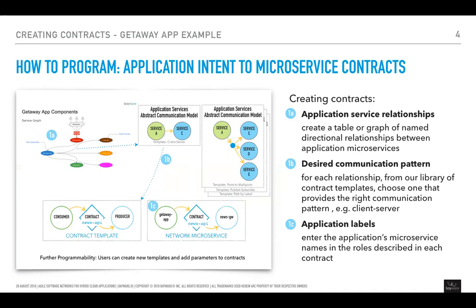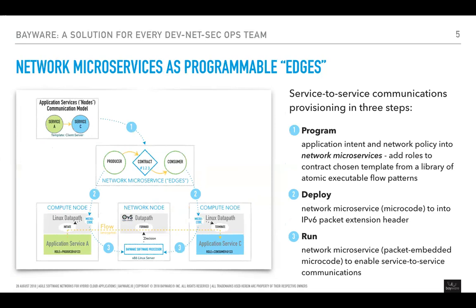From a library of contract templates, choose a template that provides the right communication pattern. It could be point to multipoint. In this case, I've chosen a client-server template. 1C, use the application labels. Use the application's name for that edge, the news API, and the application microservice names, Getaway App and News Gateway, to take on the roles in that contract. And you've created a microservice contract.